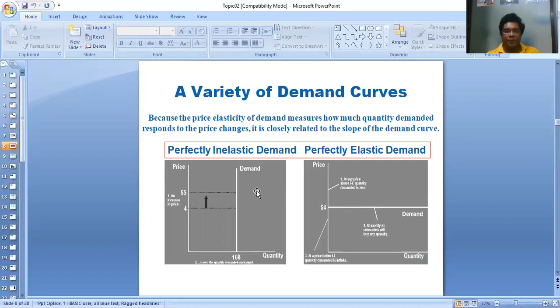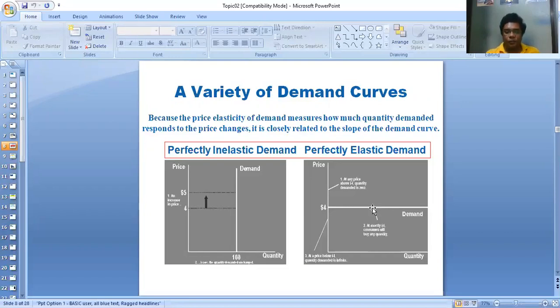In the first diagram, this is the perfectly inelastic demand curve. Look, the demand curve is totally steep or vertical. There is only a change in price, no change in quantity. Next one, perfectly elastic demand. Here, the demand curve is totally flat or horizontal. It means if there is a 1% change in price, there will be an infinite amount of change in quantity demanded. Enormous change in quantity demanded.